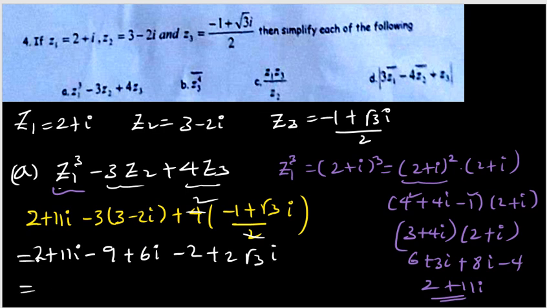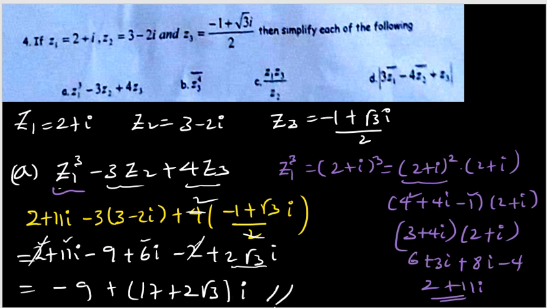This is equal to, now let's collect the real parts. 2 minus 2 will cancel each other. So what remains? Negative 9 remains. These two and negative 2 cancel each other, and negative 9 remains in the real part. The imaginary part, 11i plus 6i will be 17i, and there is also another i here, but they are not like terms, so you cannot add. So I can write plus 17 plus 2 radical 3, the whole i. That's going to be the simplest answer.